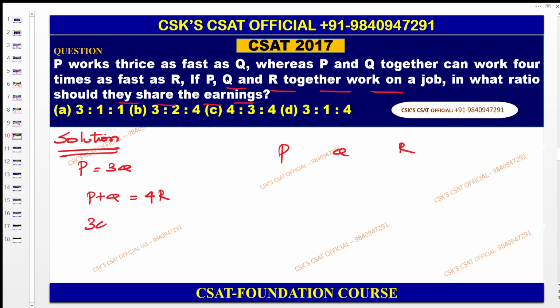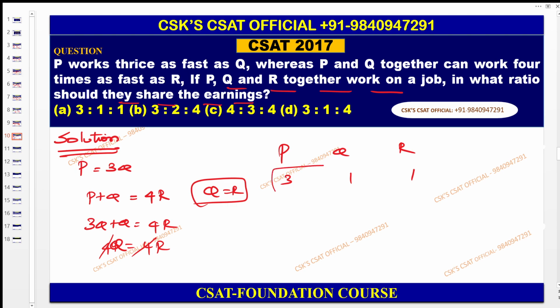Now here substitute here. 3Q plus Q is equal to 4R. 4Q is equal to 4R. Cancel this one. So therefore Q is equal to R. So therefore efficiency you can able to find out. So 1, 1. Here 3. So this much only they are going to share. So the answer for this question is A. Getting? Okay. Next.